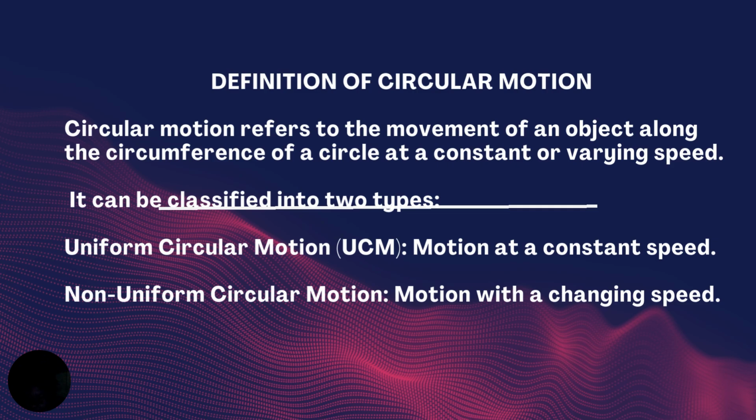or varying speed. It can be classified into two types as well. So there is uniform circular motion and there is non-uniform circular motion. So the uniform circular motion has a constant speed because it's the kind of motion where an object is covering the same distance in the same time.